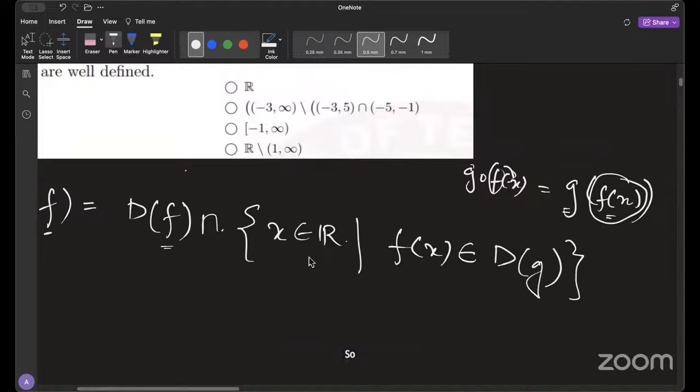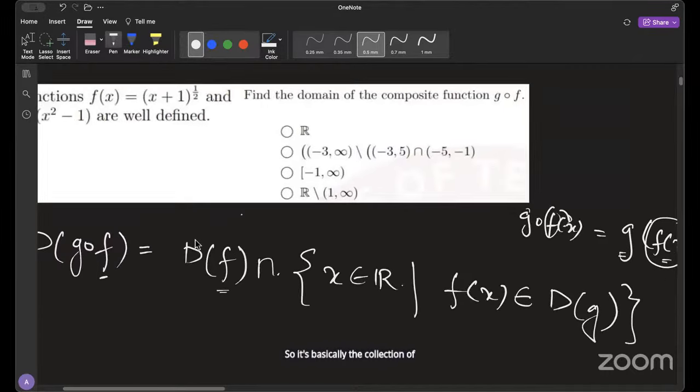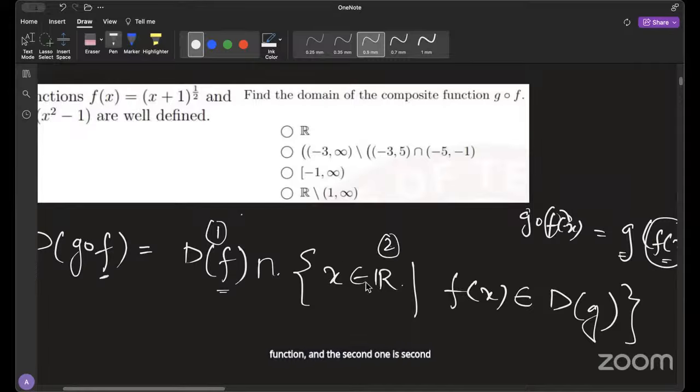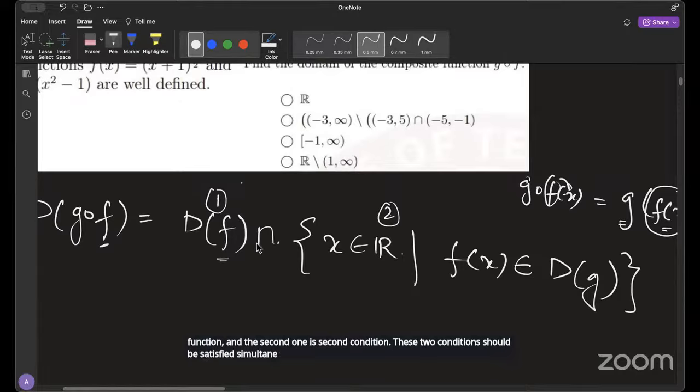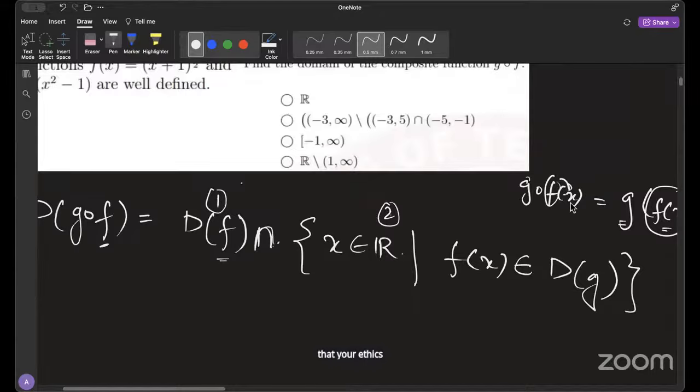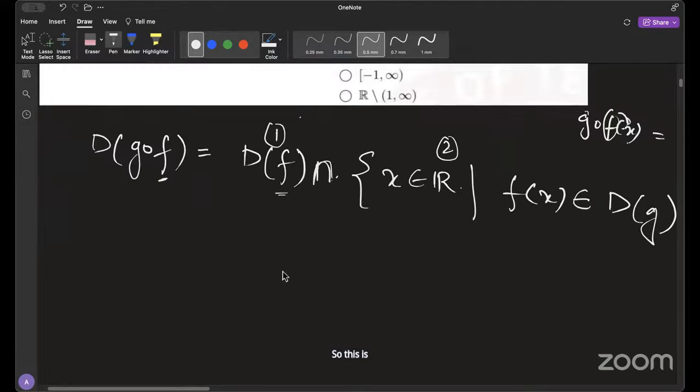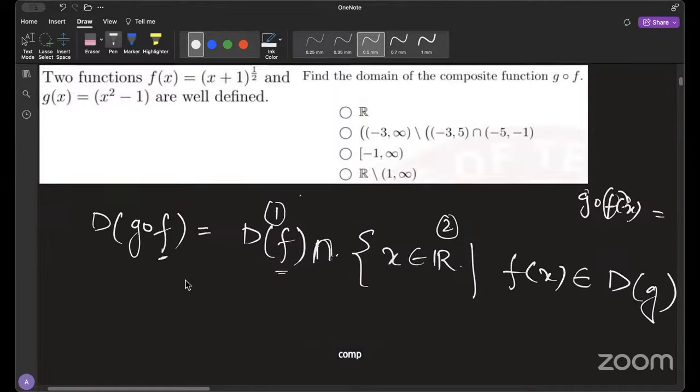So it's basically the collection of the elements in the domain of F, and then you also need F of X in the domain of G. So this is the first condition, it should be in the domain of F, the first function, and the second one is the second condition. These two conditions should be satisfied simultaneously. That's what intersection is. Using X here in the argument of G o F, F of X should be in the domain of G. Only then you can apply G to F of X. So this is the domain of the composition function, right?